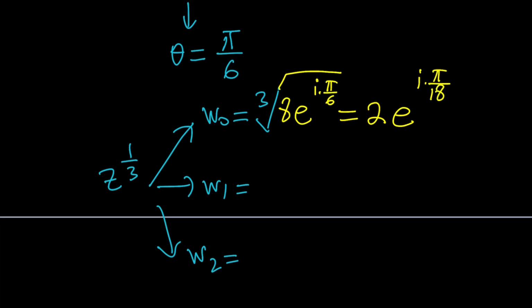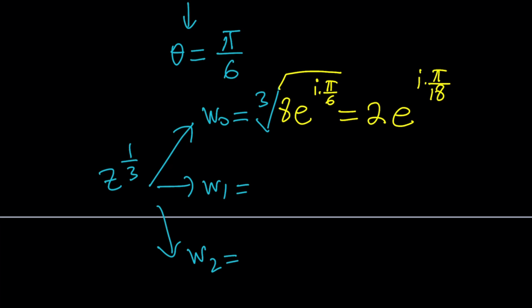Now, once you find one of the cube roots, which I guess you could call principal, right? Then you can get the other ones just by thinking about the following. These are going to be 2 pi over 3 apart. Why is that so? Let's go ahead and take a look.